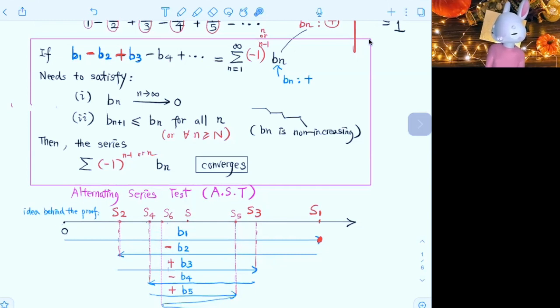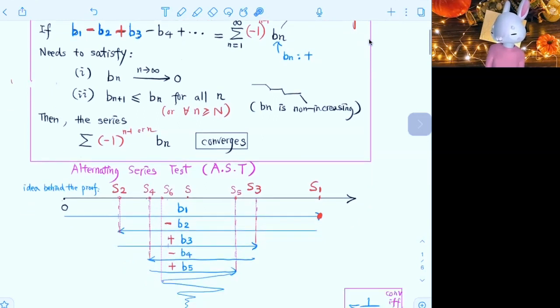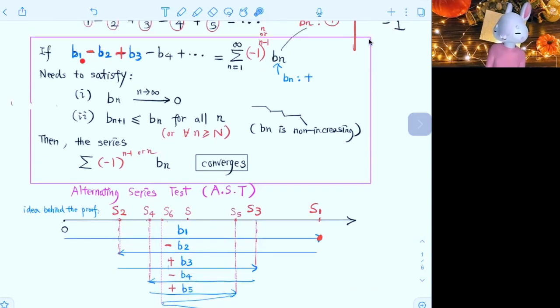Okay. So let's see the partial sums. Let's first take the first partial sum, which has just one term, B1. Suppose B1 here is positive. So start from the origin, then you go in the positive direction by B1, and then you stop here. And this is the sum of the first term, right? So that is S1, the first partial sum.